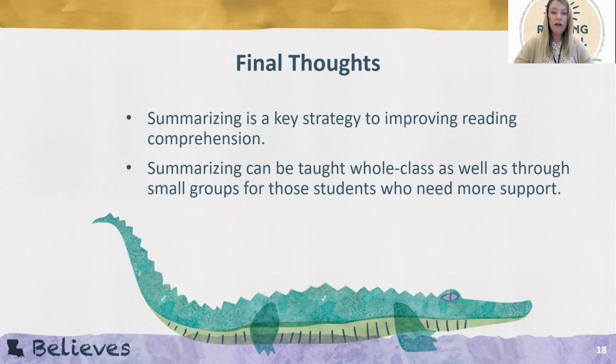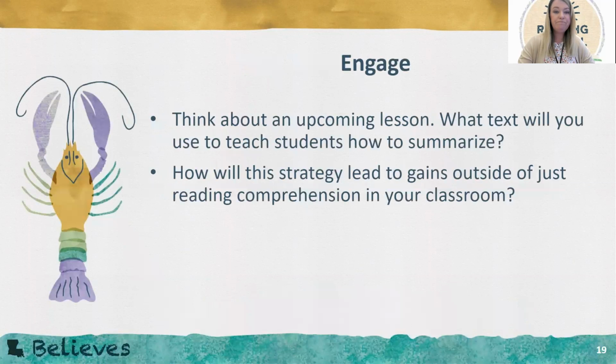Summarizing can be taught whole class as well as through small groups for those students who need more support. And just to engage in the learning, I want you to think about an upcoming lesson. What text will you use to teach students how to summarize? Remember to consider the level of the text and potentially going down a level before you jump into the on-level text, just to build that background knowledge and practice with a text that's not going to require the same cognitive load. How will this strategy lead to gains outside of just reading comprehension in your classroom?